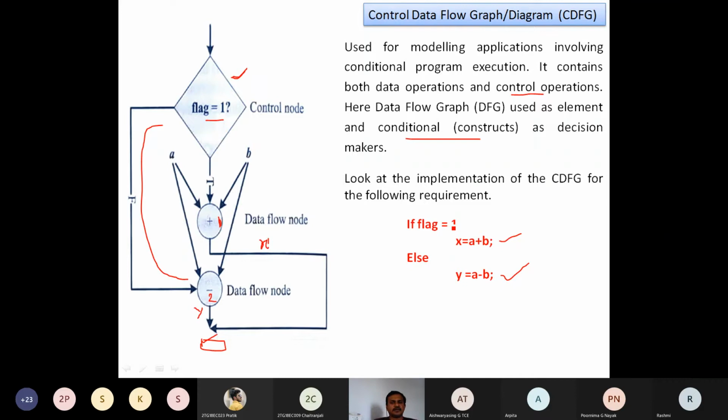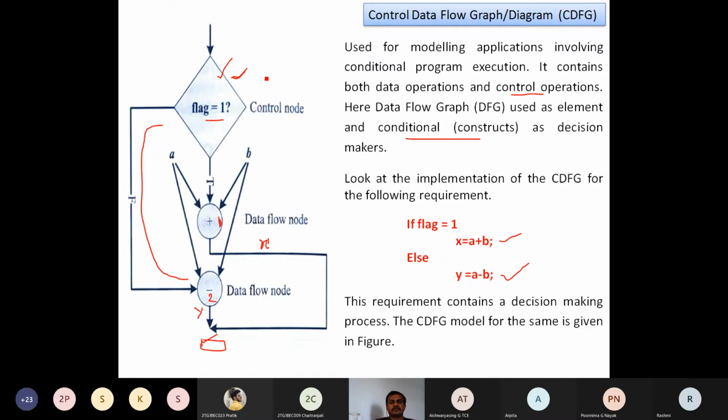One example is, if flag equal to 1, x equal to a plus b, else y is equal to a minus b. So this control data flow graph is going to use the data flow graph, the previous concept, plus one extra element, that is the conditional element. So this requirement contains a decision-making process, the conditional test, and it is shown in the graph.